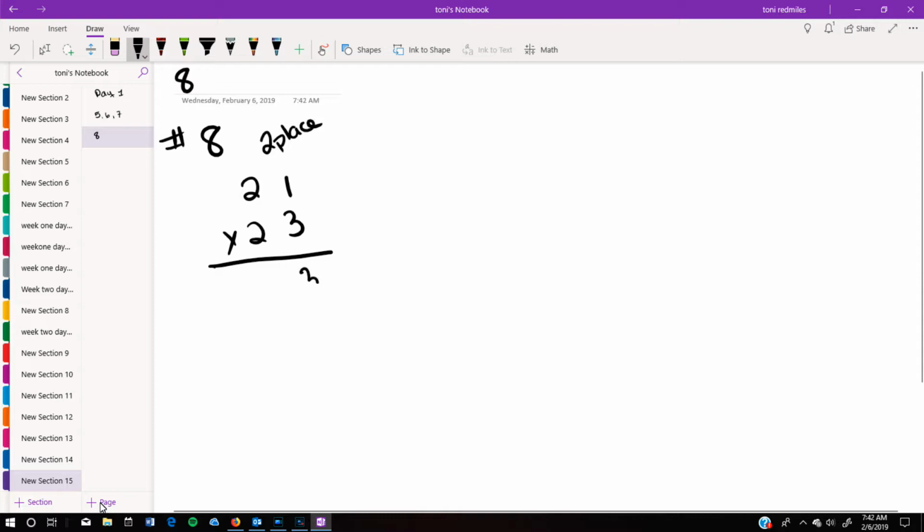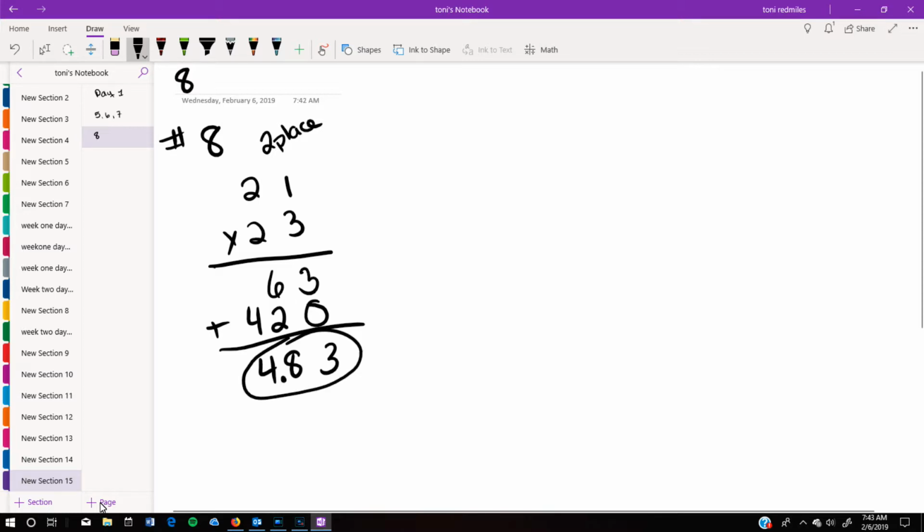3 times 1 is 3. 3 times 2 is 6. Go over so that I'm right directly below the 2, okay, when I start this math. Okay, so 2 times 1 is 2. 2 times 2 is 4. 3, then I just add down. I have 2 place values. The answer is going to be 4.83.